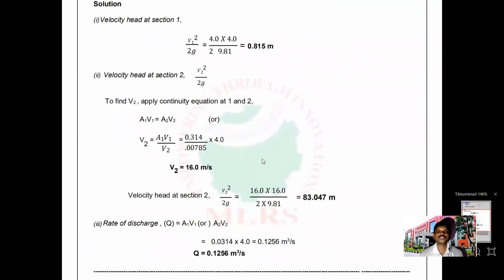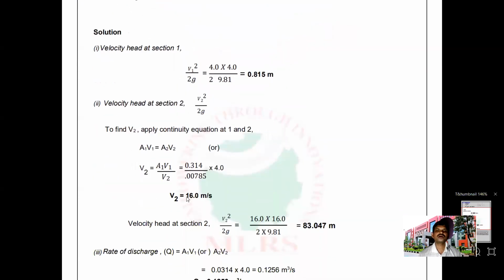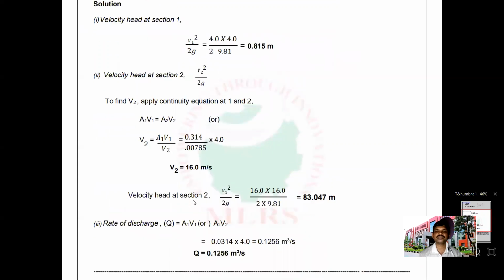Once they ask from Bernoulli's equation, write the formula first. Analyze what data are given and what data are required. Using the formula, write the data. Using the data, we can easily get the required value, substitute, and get the answer. Simple. Once you understand the question, it is very simple.